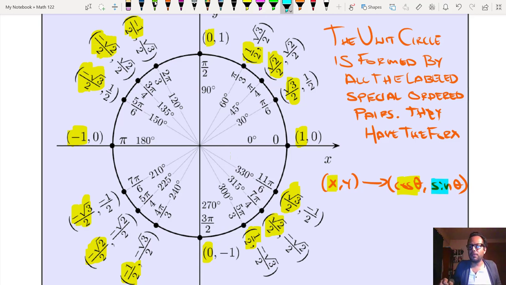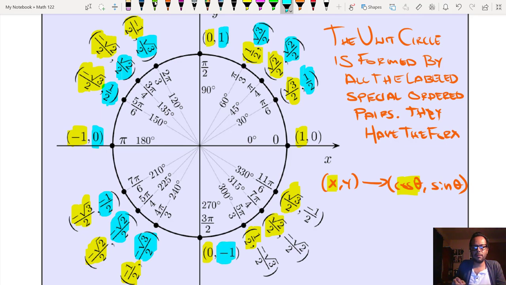I think I'm going to use blue for, no, not blue. It's not going to contrast very well. Maybe, no, green. Let me do blue. Okay. The y's, I'm going to highlight them with blue. And the y values on the unit circle will be the sines.